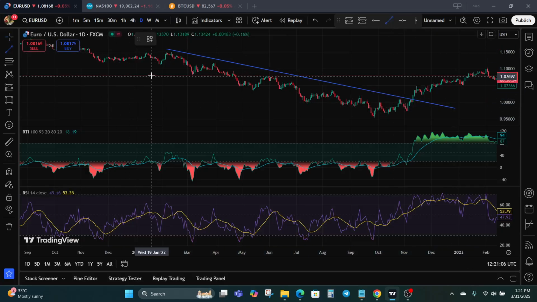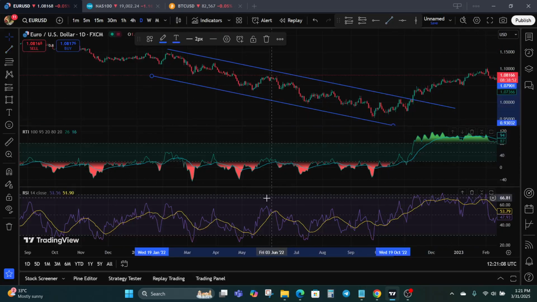Now let us look at the RTI. Whenever the RTI paints red, it means there is bearish momentum. Unlike the RSI that can navigate from the upper part to the lower part and back to the upper, although this didn't enter the overbought, let's be fair, it did not get into the overbought, but at least it went up. It got to the 60 level.